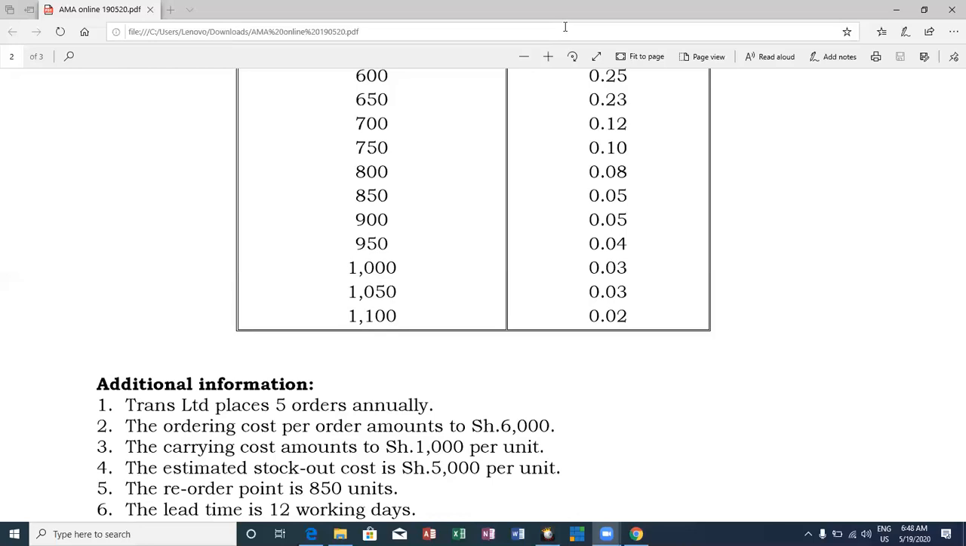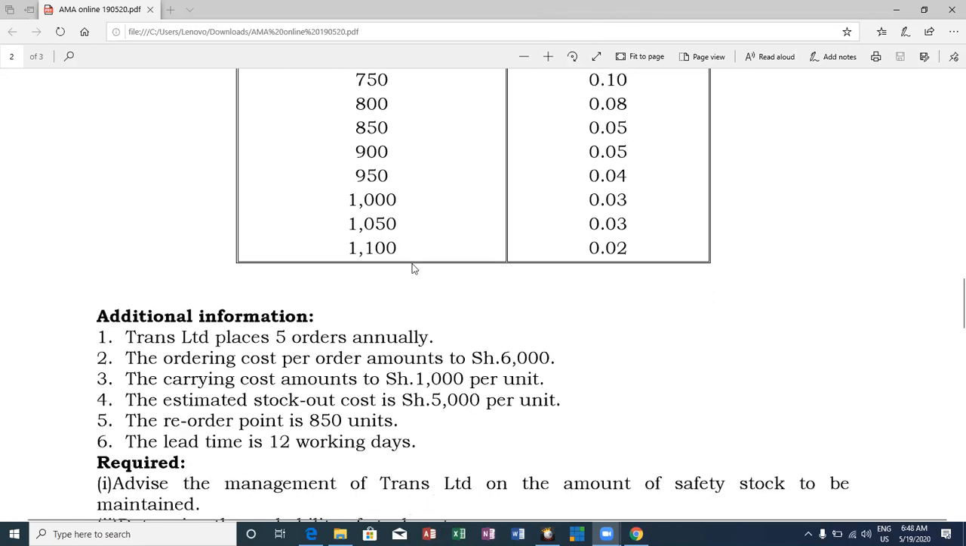So there are two important parameters that I must include here for us to be able to get all the marks. Which values must we never forget? We have, number one, the stockout cost per unit. Has this examiner given us the stockout cost per unit? Yes, note number four, estimated stockout cost per unit is 5,000. So let's say here times 5,000. Each one of them.